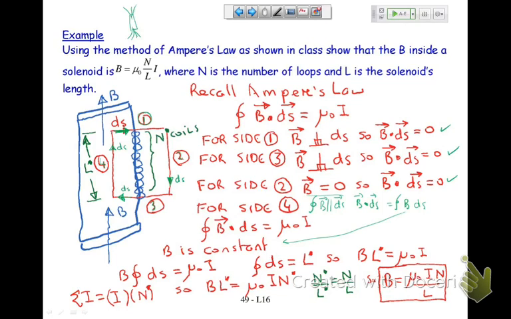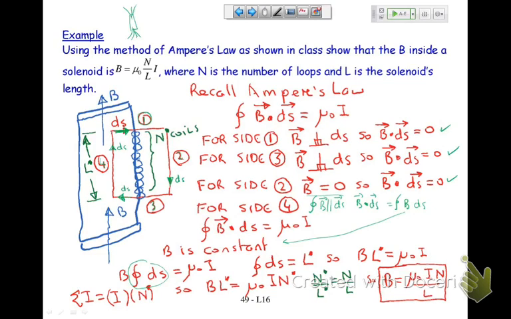Then I say, hold on. This integral is just the length of this piece of wire. Well, I chose to draw a rectangle which wasn't the total length of the solenoid. It's a different length. It's shorter. We'll call it L dash. So my integral length is equal to L dash. And so B times L dash is equal to mu naught times I.